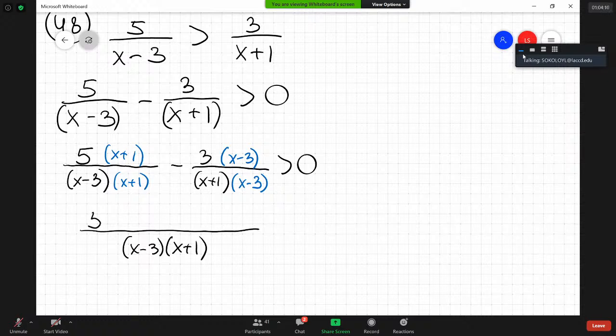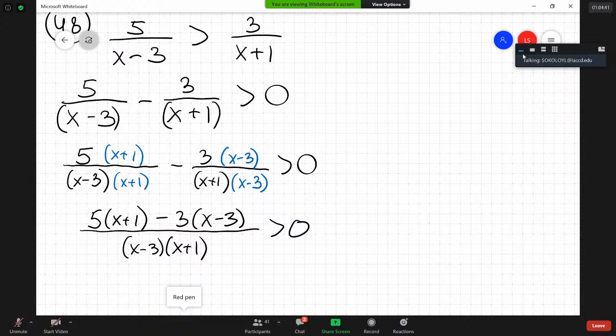And we have 5 times x plus 1 minus 3 times x minus 3 greater than 0. Make sure you don't do something like this that a lot of people do in algebra class and pre-calc. That's unacceptable. If you do that, you might want to read a little more on algebra to remember you can't reduce if you have multiple terms. Make sure you do not reduce at this stage.